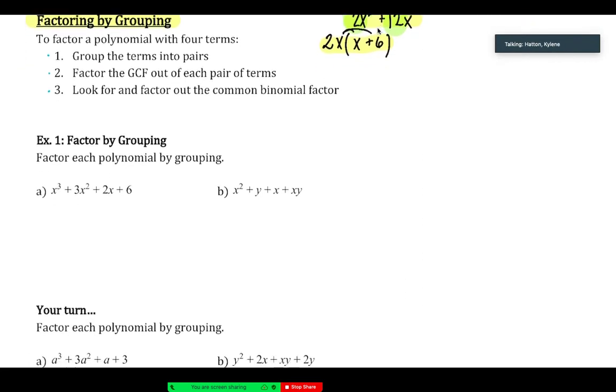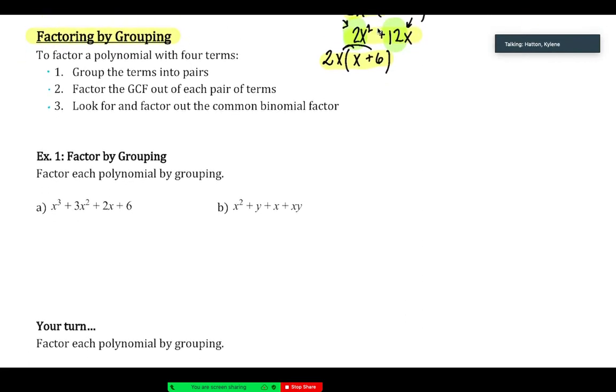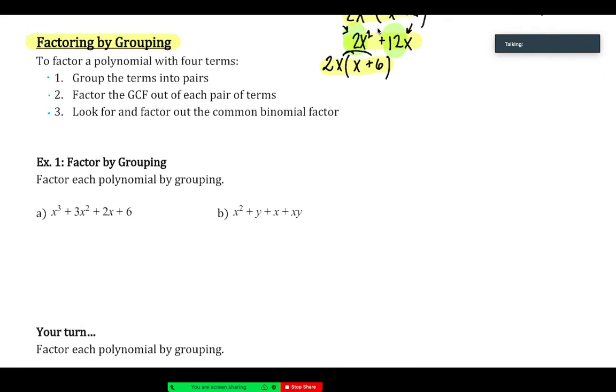So if we look at example 1, where it says factor by grouping, the first one is x cubed plus 3x squared plus 2x plus 6. I'll give you a second to write it down, and then we'll go through that one together.